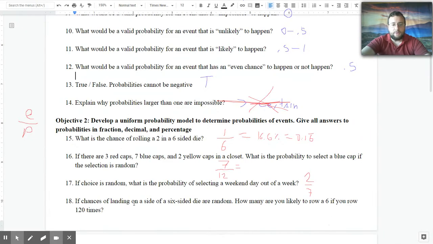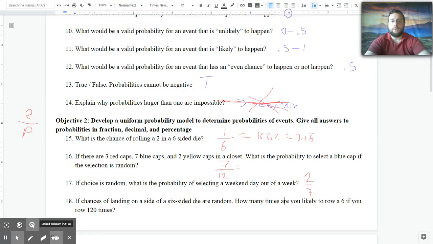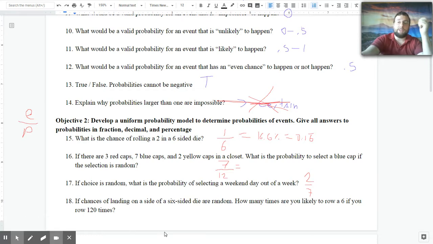Next one. If the chances of landing on a side of a 6-sided die are random, how many times are you likely to roll a 6 if you roll 120 times? Okay, so like we talked about in the teaching series, to solve problems like this, you have to figure out the probability first and then multiply by the number of times you're doing it to get the number of times you're likely to get that event to occur. So let's figure out the probability.